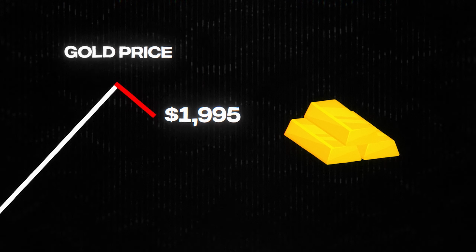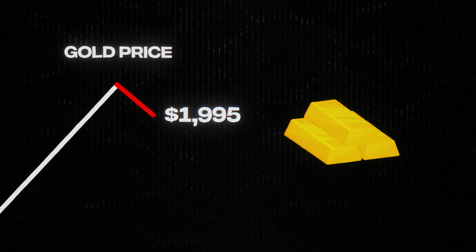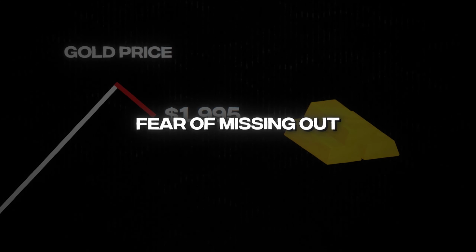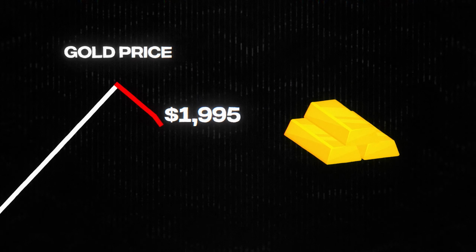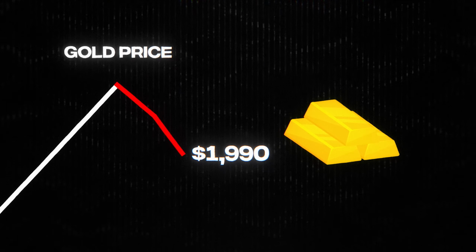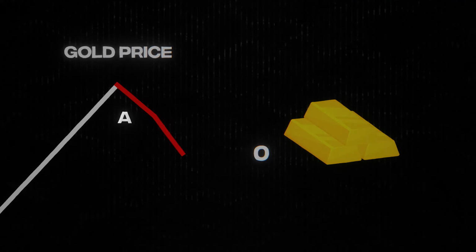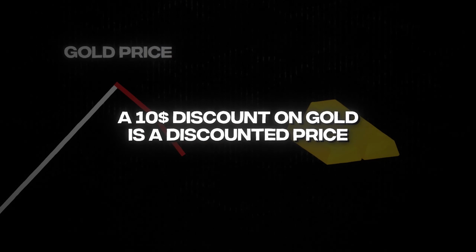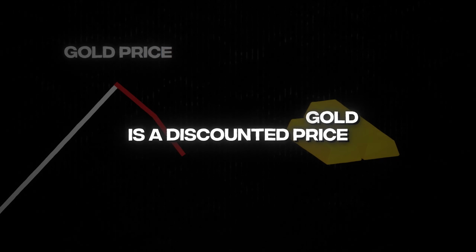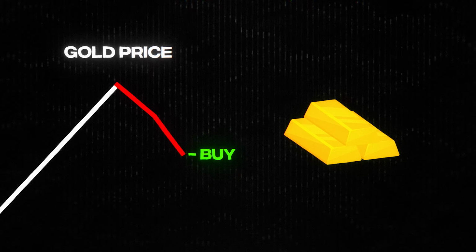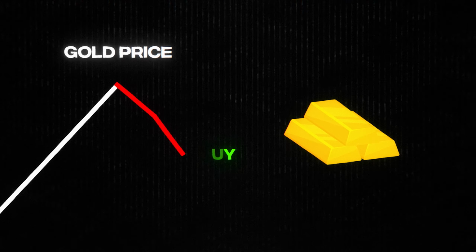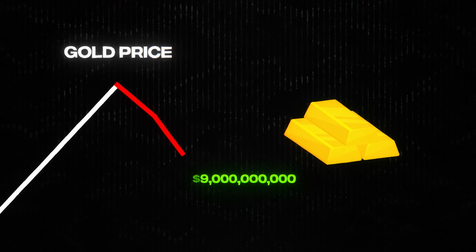The retail traders are saying that price is falling aggressively, and they get FOMO, fear of missing out. They get into a short as well, further pushing price lower to, let's say, $1,990. Now, as a bank, a $10 discount on gold is a discounted price, and it is a good enough price for me to get in to buy gold. So what I'll do is I'll pump my other $9 billion into the market to buy gold.